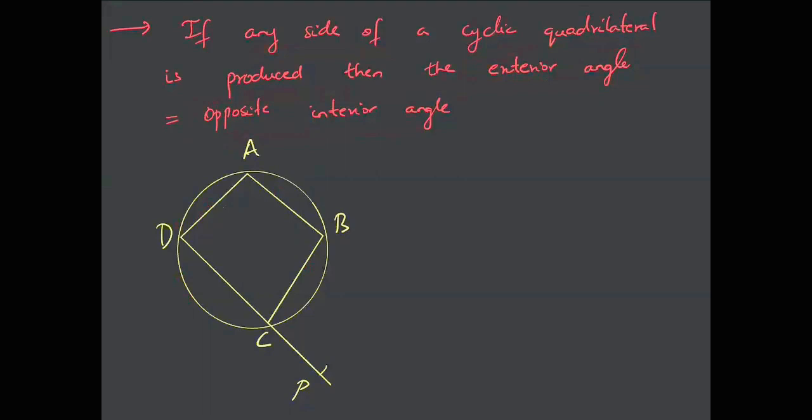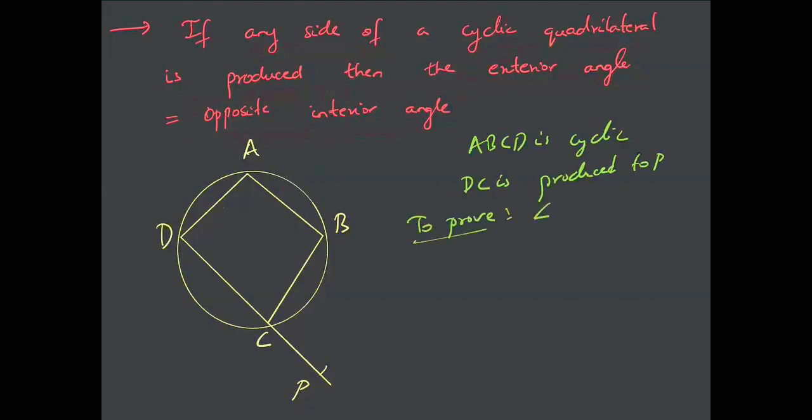So let us say ABCD is a cyclic quadrilateral, and DC is produced to P. So we need to prove that angle BCP, that is this exterior angle, is equal to the opposite interior angle, that is equal to angle DAB. So let us prove it.